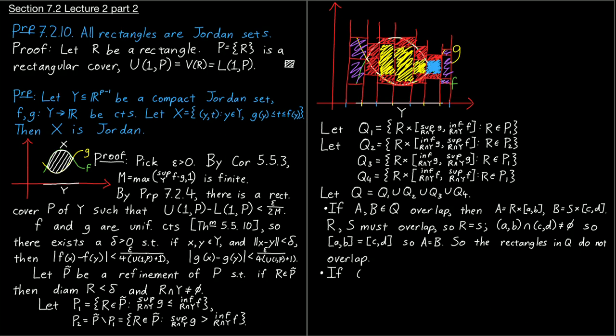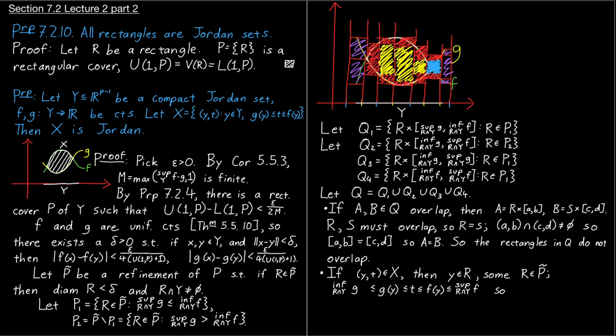So if the point (y, t) is in X, then y is in some rectangle in our cover. And then we have that g of y is less than or equal to t is less than or equal to f of y, which is less than or equal to the supremum of f, and our g of y is greater than or equal to the infimum of g.